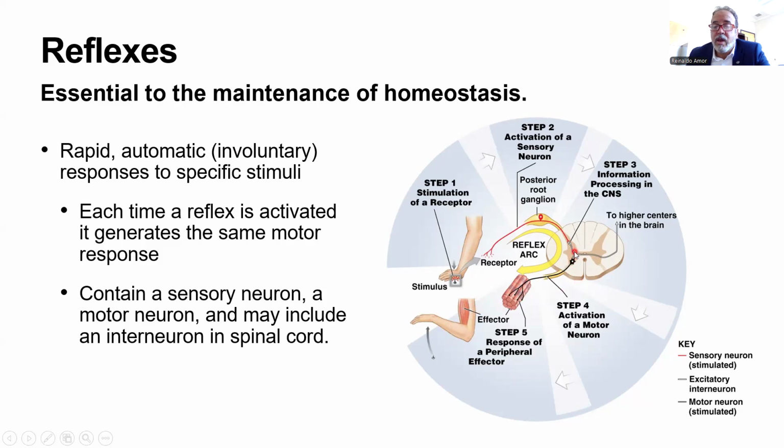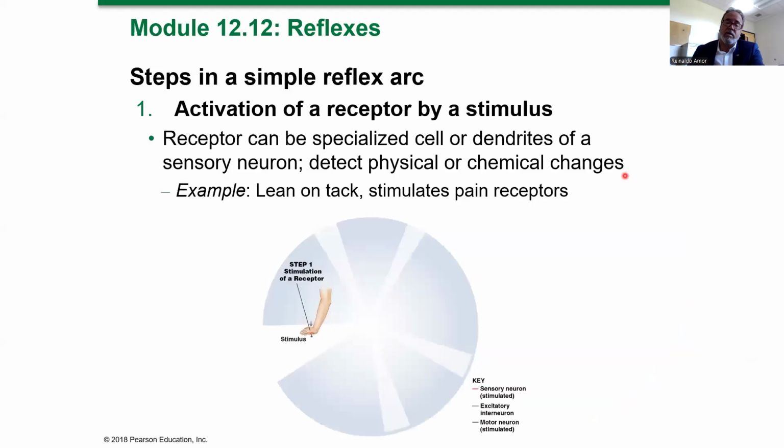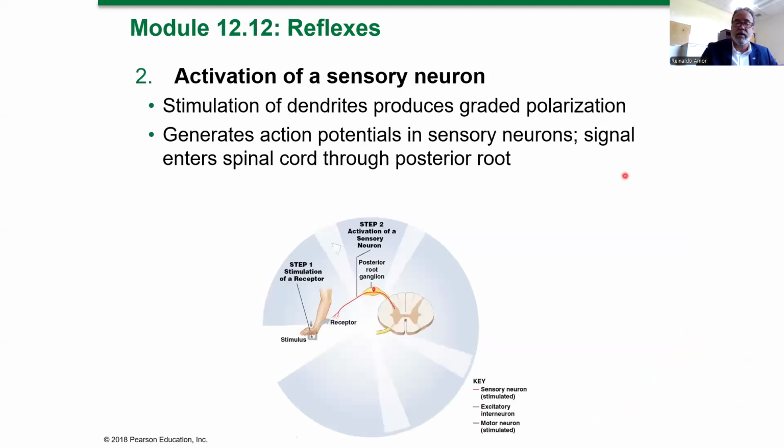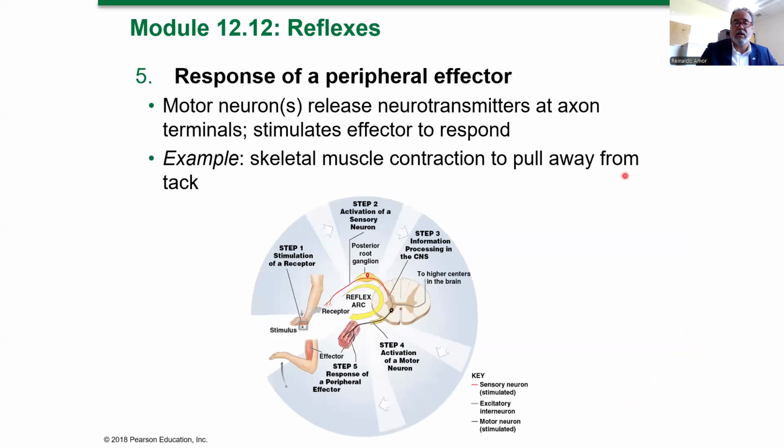Now, the interneuron is involved in processing of information. Once the information is integrated and processed, it can be passed on to a motor neuron, or it can be sent to the brain. All right, so that's what we have here in terms of that.